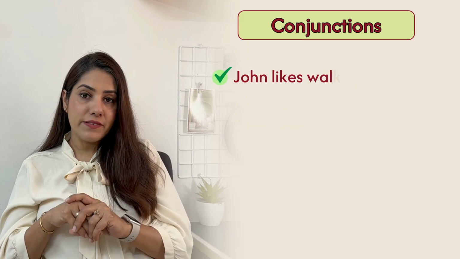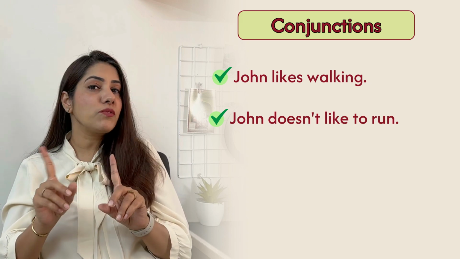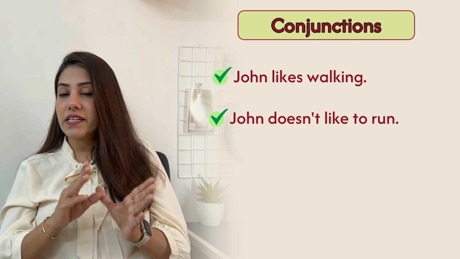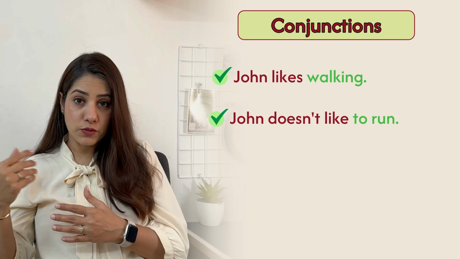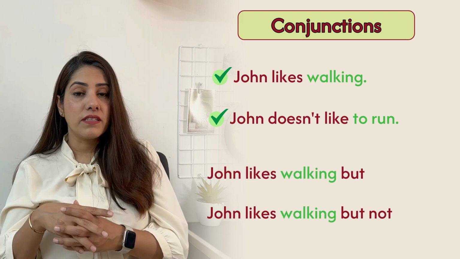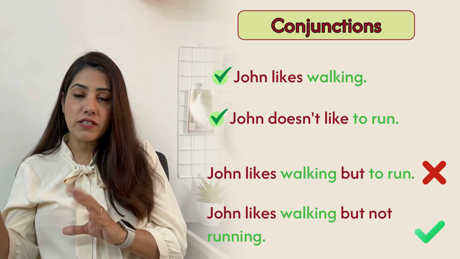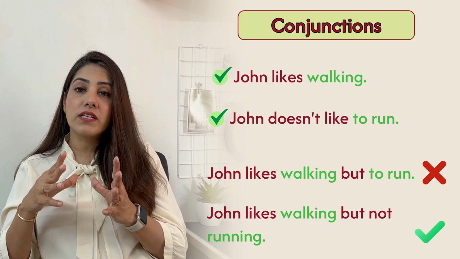Let's take an example here. John likes walking. John doesn't like to run. Here, the structure of both these sentences is different. In the first sentence, the verb is taking an ing form. In the second sentence, we are using an infinitive, to run. We cannot say John likes walking but to run. But if it was John likes walking, John doesn't like running, we can say here John likes walking but not running.